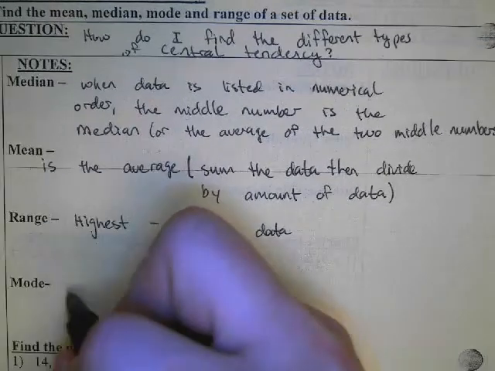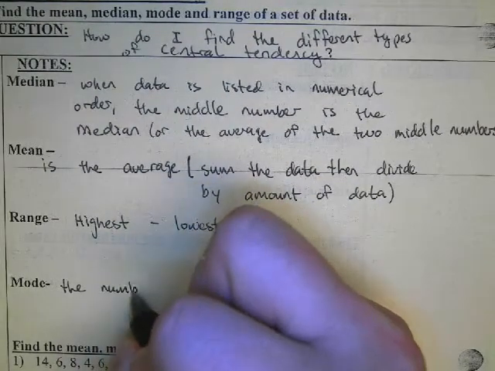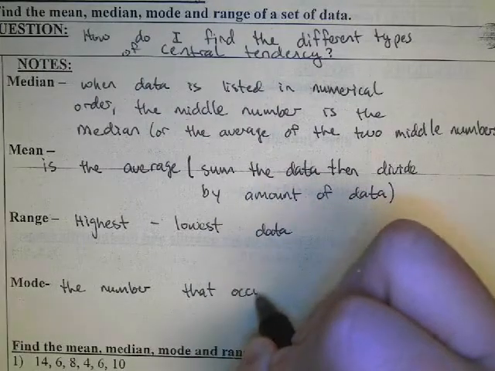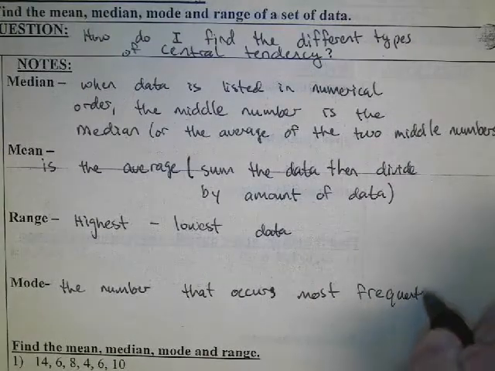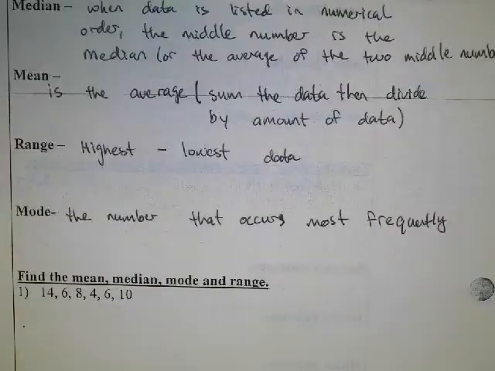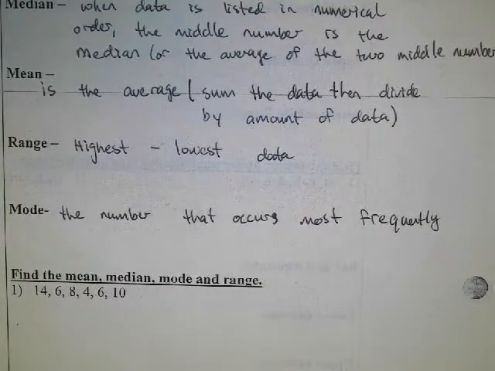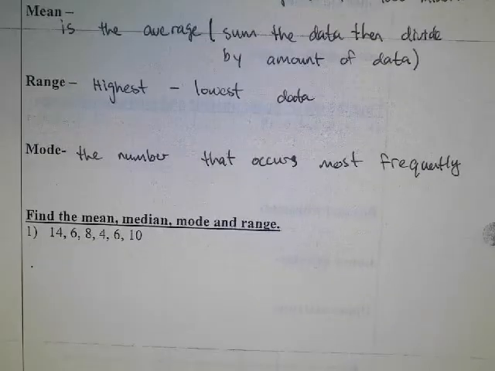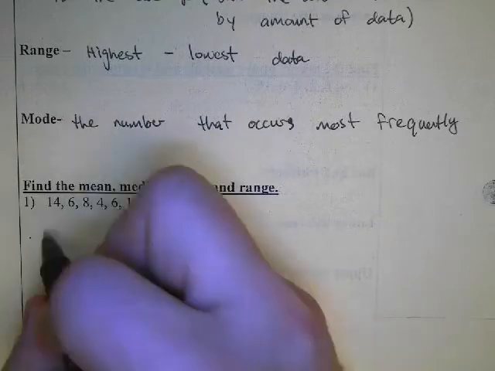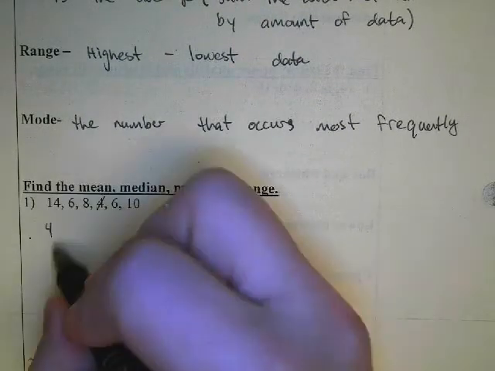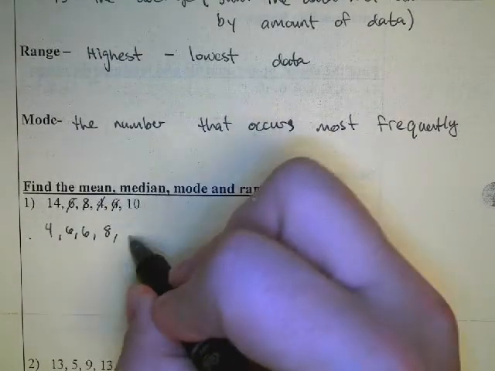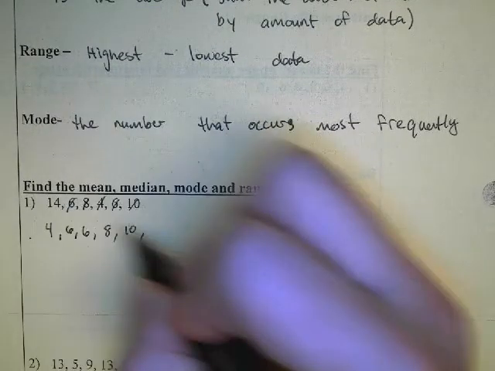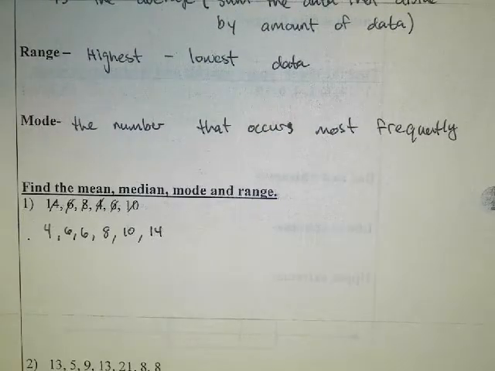The mode is the number that occurs most frequently. So which number do you see the most in your list of data? So anytime we're doing these kinds of problems, the best thing to do is just go ahead and list them in numerical order. So we'll start with 4, then after 4 would be 6, then I have another 6, then 8, and then 10, and then 14. So first we want to list them in numerical order.